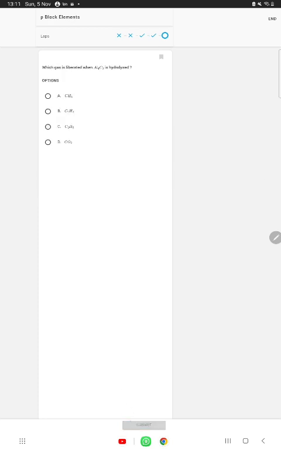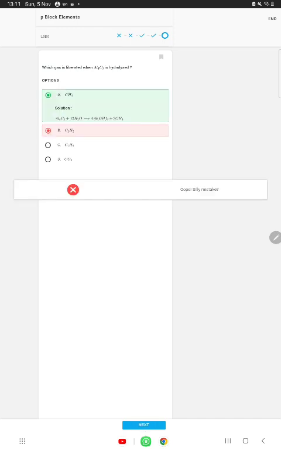Next one, which gas is liberated when Al4C3 is hydrolyzed? If you are treating with water, it can be hydrolyzed student. Because carbide gives ethyne student? Oh, methane is, so this becomes the wrong one student. Which one is given on hydrolyzing aluminum carbide? It is giving methane.